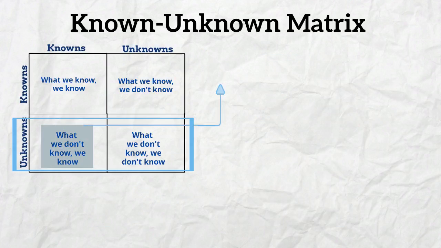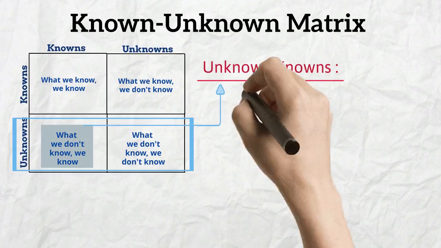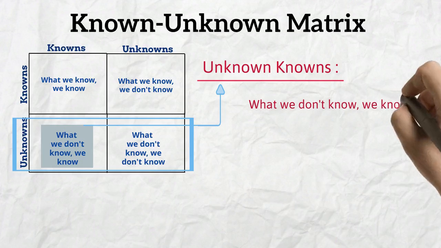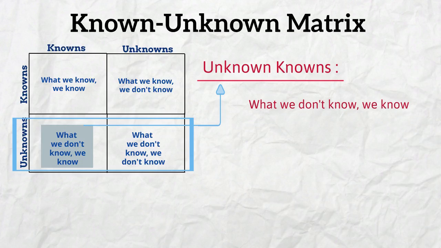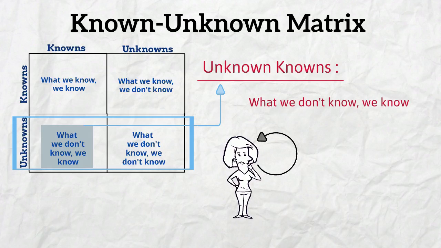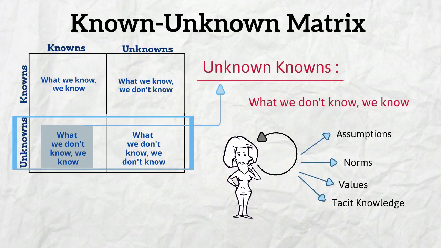The bottom left quadrant represents the things we don't know we know. Let me repeat that for a moment. Things that we don't know, we know. But how can we not be aware of the things that we actually know? This is because we have internalized this knowledge to the extent that we no longer pay attention to it when we are using it. And it reflects in the form of assumptions, implicit values and norms, or the tacit knowledge that influence our behavior or the decisions we might take in certain situations.